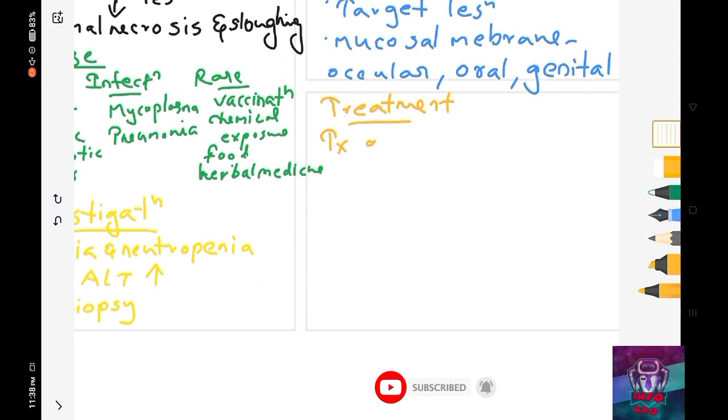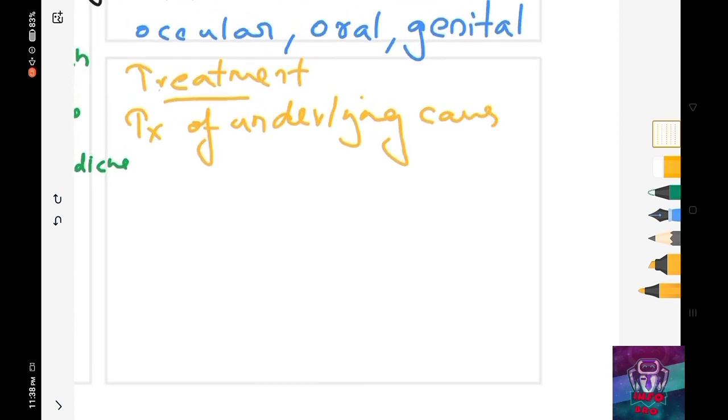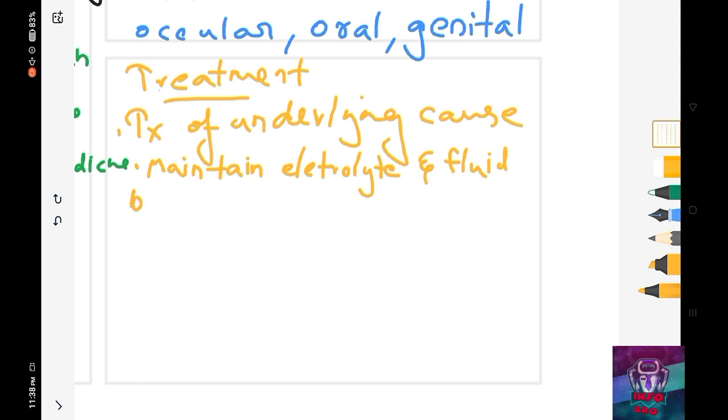Now for the treatment, how can we manage this condition? First is the treatment of the underlying cause, so withdrawal of the causative agent, thereby we can reverse this condition. And as supportive treatment, the maintenance of fluid and electrolyte balance.